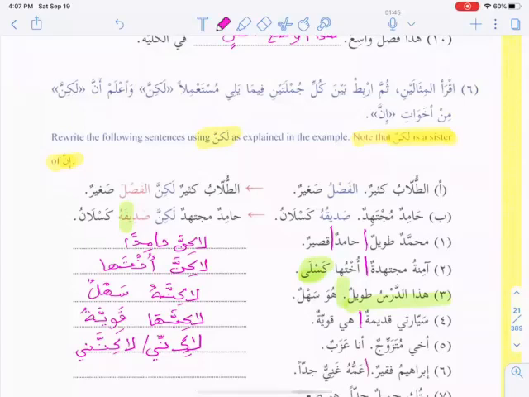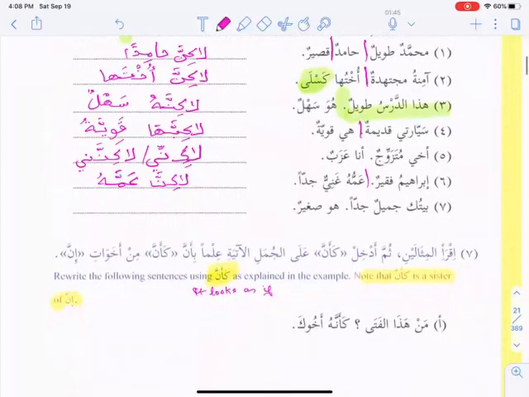Ibrahimu fakirun. Lakinna, what will you say? Lakinna ammahu. Not ammuhu, but ammahu. Ghaniyun jiddan, is very rich. Lakinna ammahu. Okay. Baituka jamilun jiddan. Fine. What will you say? Lakinnahu saghirun.